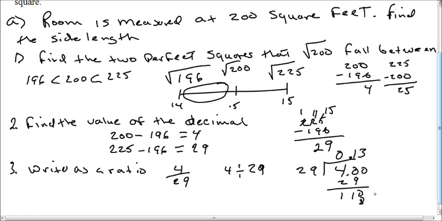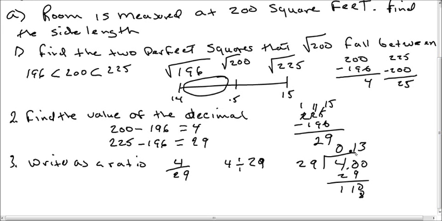So what I have is roughly 0.13. Since we want to round to the tenth, let's just look at the tenth value, and we'll call it 0.1.